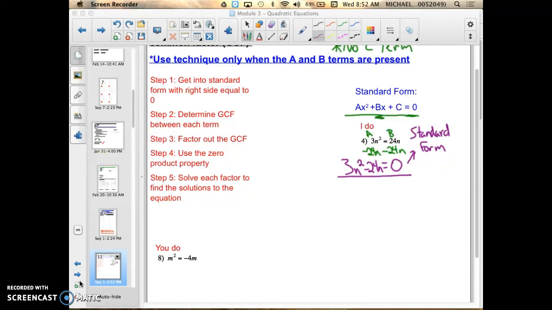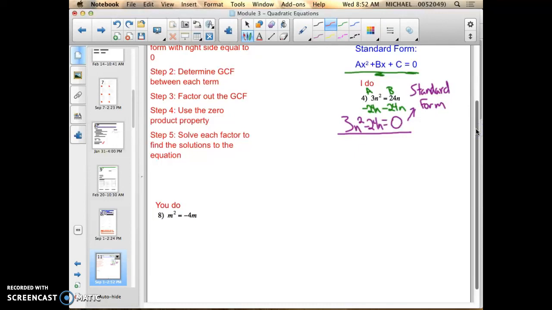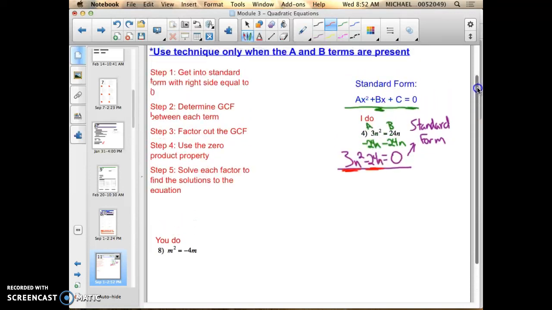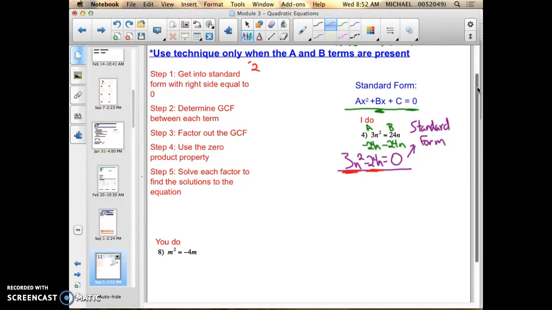Now let's do step 2. Determine the greatest common factor between each term. If I go back to my standard form, this is the process of getting it into factored form. I have the a term and the b term. I need to find the GCF, the greatest common factor between 3n squared and negative 24n, but I don't have to bring the negative in until later. So the GCF between 3n squared and 24n. In order to do that for the coefficients, 3 and 24, I need to get them into prime factorization.